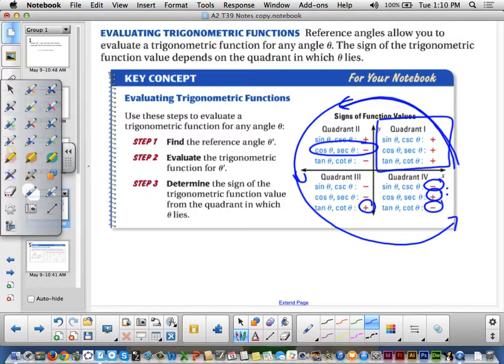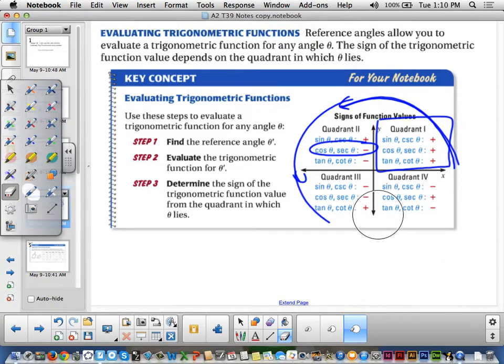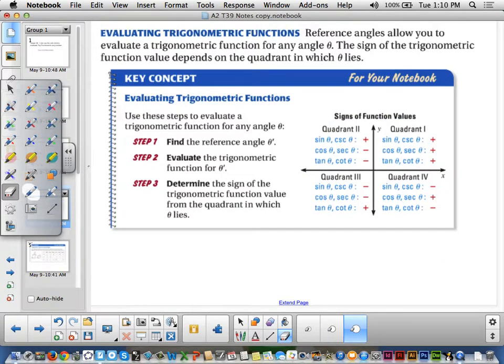A quick, easy way I have of knowing this chart is ACTS. A-C-T-S. ACTS. Fill that in. All are positive. Cosine is positive. Tangent is positive. Sine is positive. A-C-T-S, rotating backwards, will tell you what's positive in each quadrant.